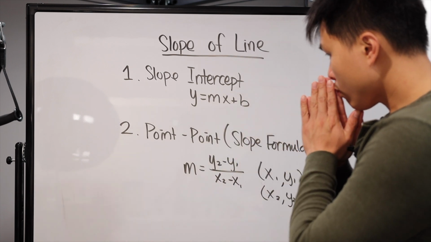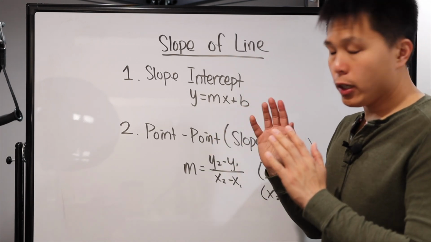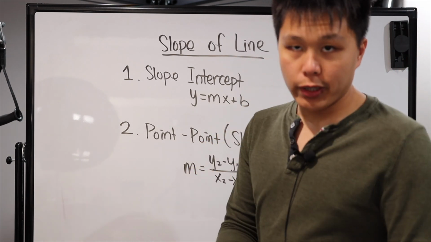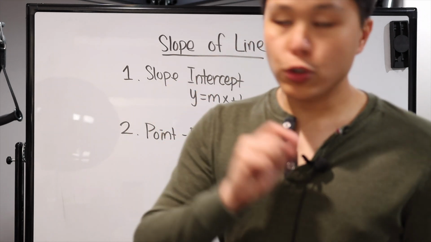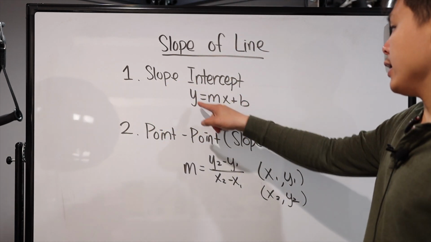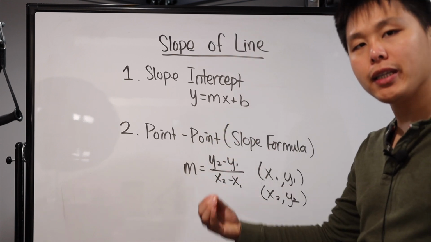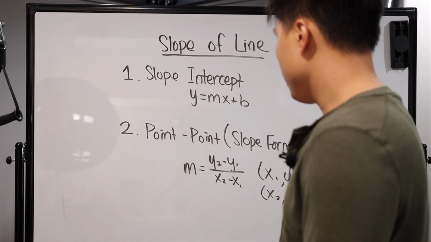So that is one way, and the best way to go about it is if you're given a formula or an equation. Once you solve for y, usually you have it in this kind of format. You can immediately tell which one is the slope.